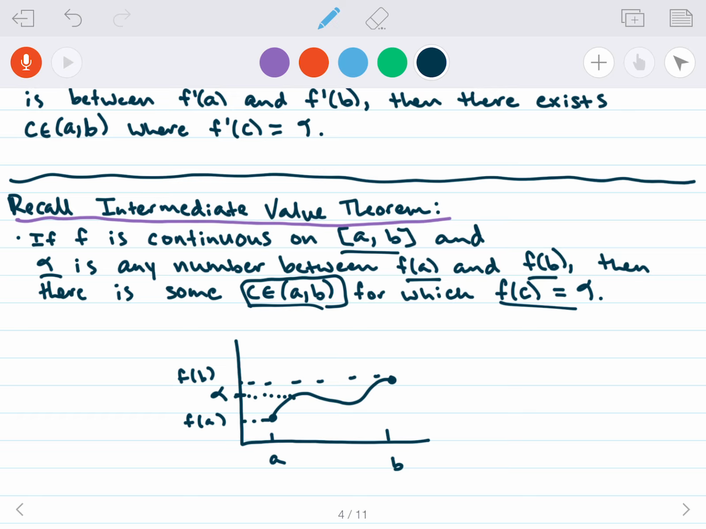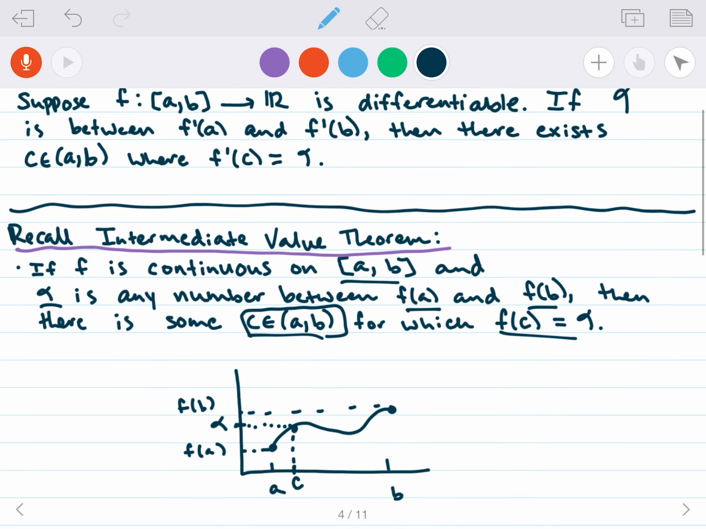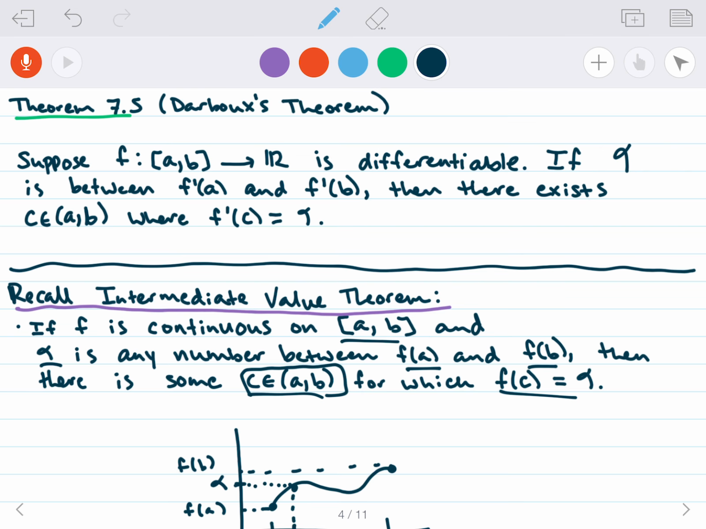And we can see this on our picture here, that this c in particular is the one that will satisfy this. So the derivative version of this is pretty similar, but we don't require that our derivative function is continuous. So here's the theorem. It's called Darboux's theorem. And I'm not going to give a proof of it, but we are going to use it in a problem. So this is what it says.